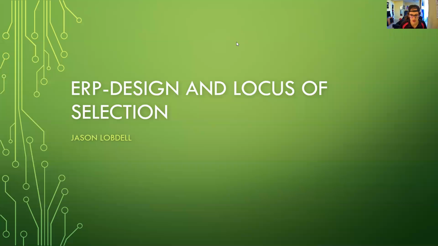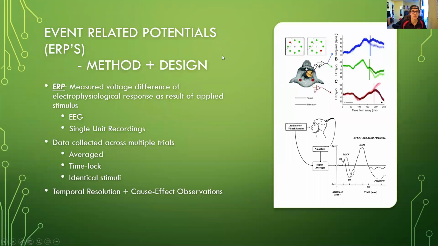So we are going to go ahead and talk about event-related potential designs and then how we can use those to address the locus of selection problem. So what are event-related potentials? These are a way for us to measure voltage differences across different electrophysiological responses as a result of a direct applied stimulus. So a couple ways we can do this.